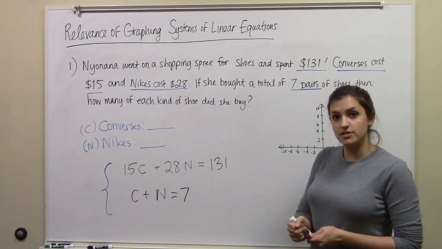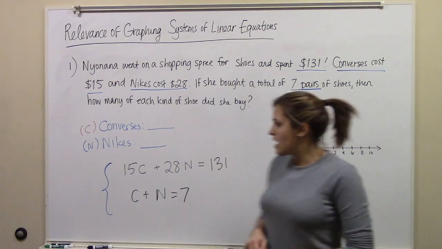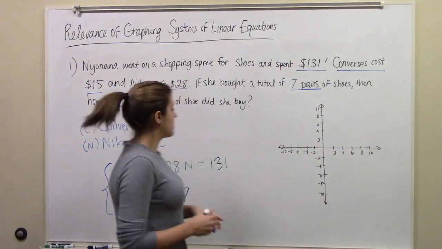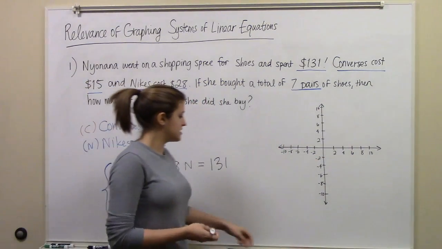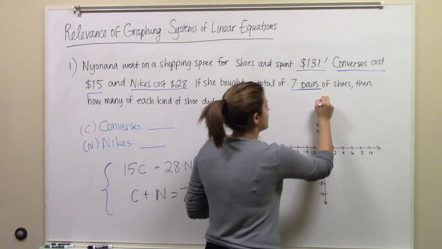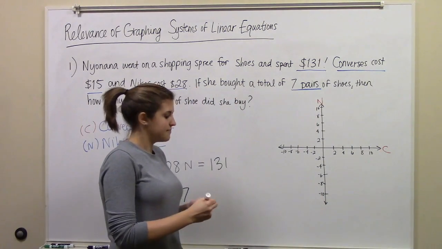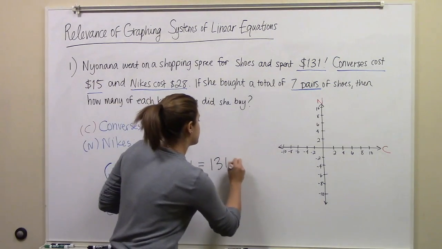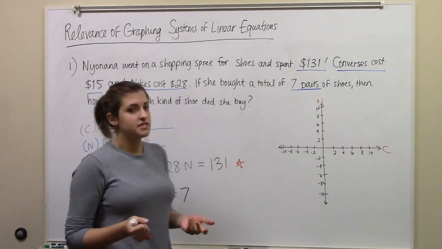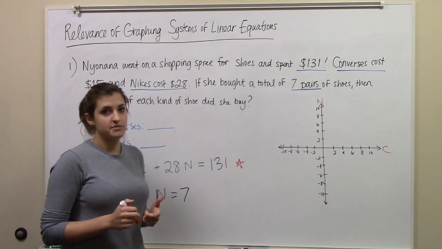All right, now we have our two equations, and using them we can move on to the next step, which is graphing. So I will graph, and I will call each of these axes one of my variables. Let's say the vertical axis is going to be Nikes, and the horizontal axis is going to be Converses. All right, let's graph this first equation in red. And I'm not going to go through all of the steps of solving this, but because this is in standard form, you can use it to find both the x- and y-intercept and graph your line that way.